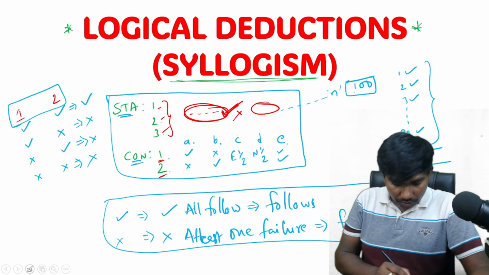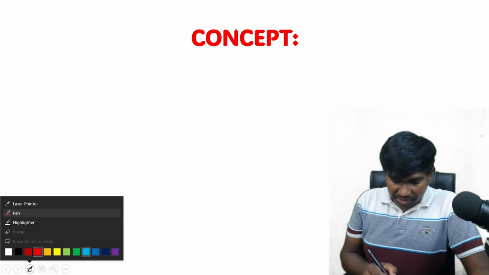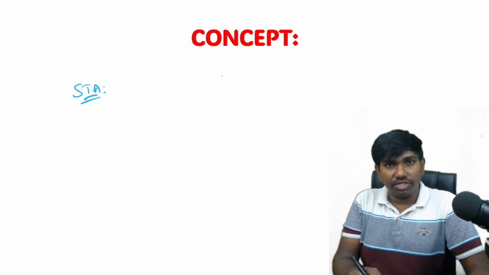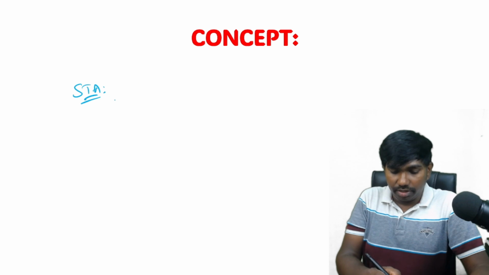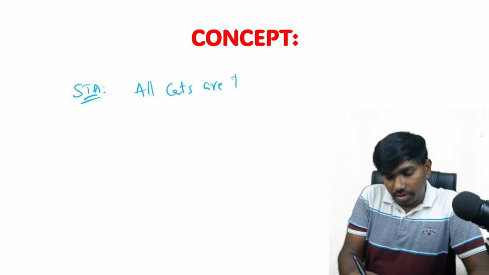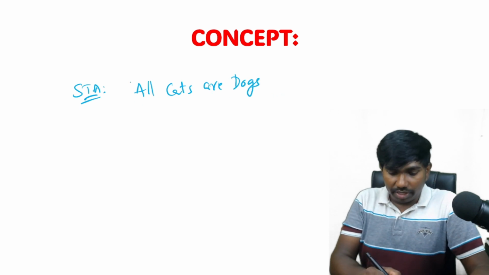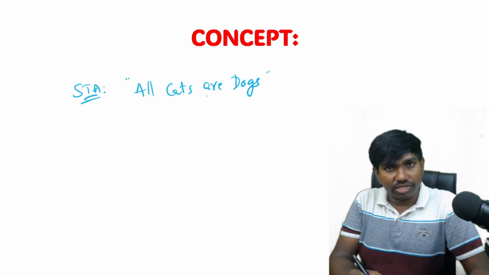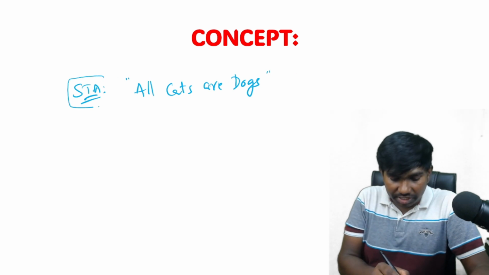Coming to this chapter, logical deductions. What is the format of statements? I think you might have seen some questions somewhere in competitive exams or entrance exams, like this one: all cats are dogs. This is a statement given, and actually, is this true in practical, in real time? All cats are dogs? No, but still we have to consider it as true because it is given in the statements.